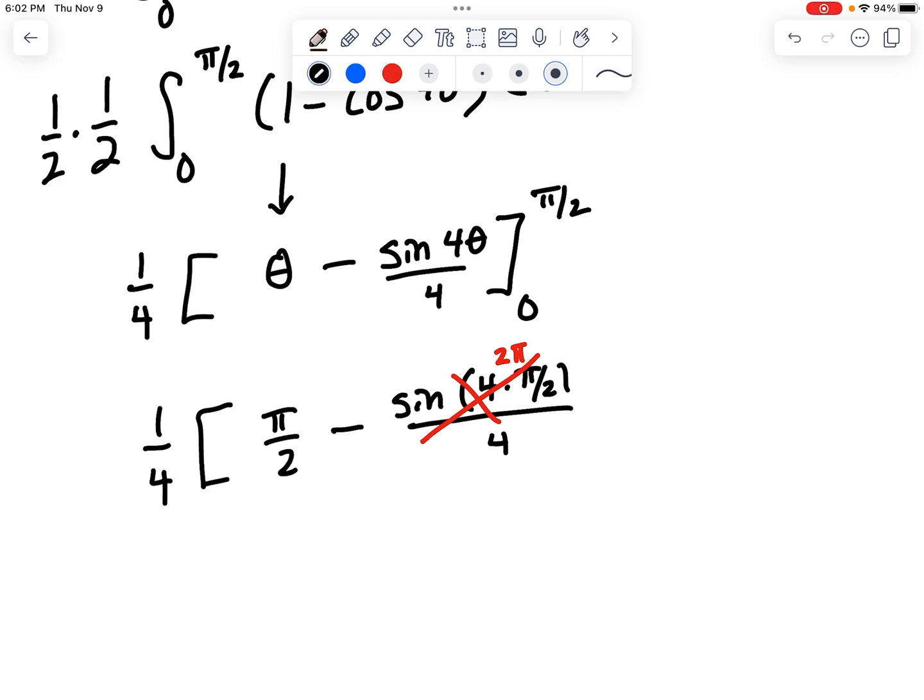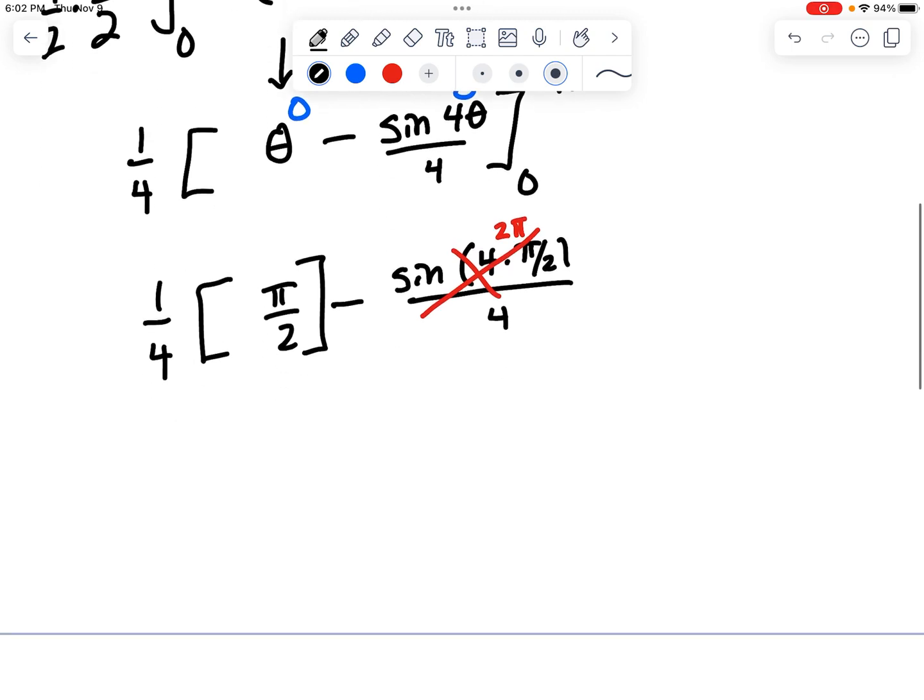And the same thing is going to happen when you use the 0, because when you use the 0, theta will be 0. This will be sine of 0, which is also 0. So it turns out that the only thing that's contributing to the answer is this nice little pi over 2 right here. And then it's going to be 1/4 of that. Oh, I guess I could just finish this one up, can't I? Just multiply across and I get pi over 8. So that's the area for one petal.